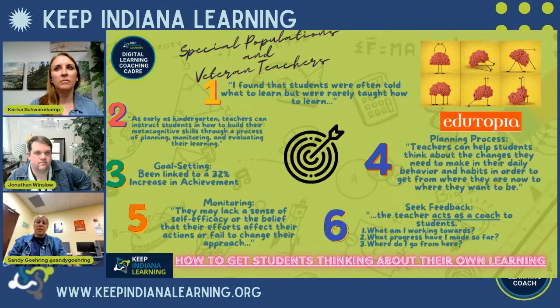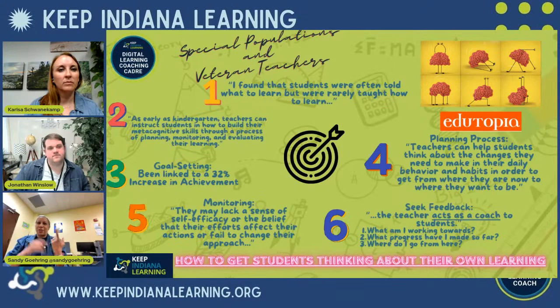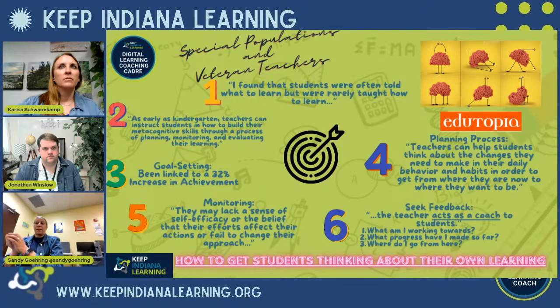So having the kiddos start to think about, and these really made me think of our professional learning community questions, but what am I working toward? What progress have I made so far? And where do I want to go from here? Kind of thinking about, again, as a teacher, what do I want my kids to know? How will I know? What will I do when they do? And what will I do when they don't? That's kind of the same thing, shifting it to the kiddo. What am I working toward? What's my progress so far? And what do I do from here? So this was an article from Edutopia, just a great little article.